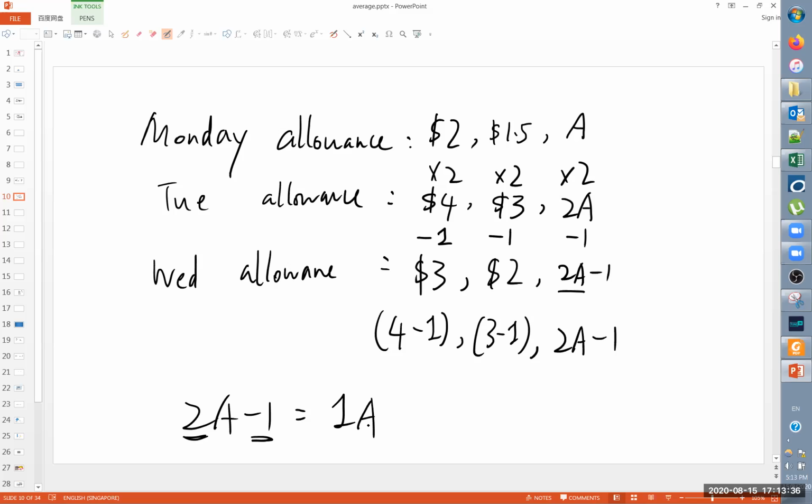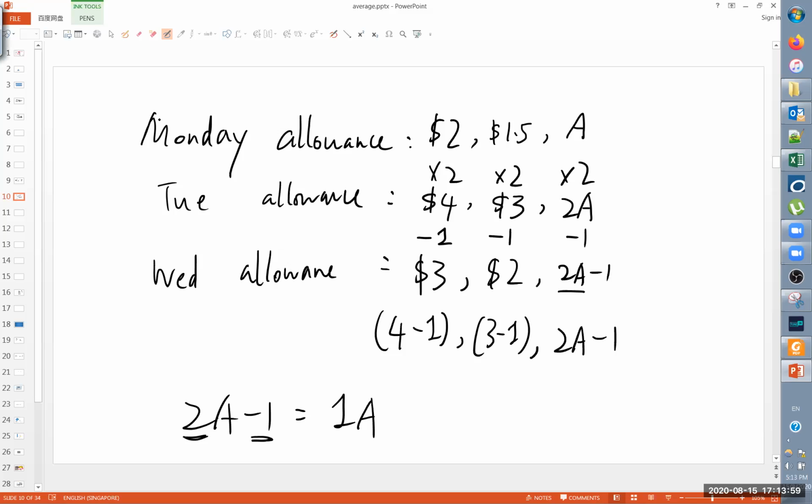First thing first, is it categorized as a value? No, 2A is not categorized as a value. Why? Because with 2A, you don't know the value, you just know 2A. So 2A is an unknown. Unknown means you don't know. You know it's 2A, but how much? Don't know. Therefore, Wednesday's allowance is 2A minus 1.